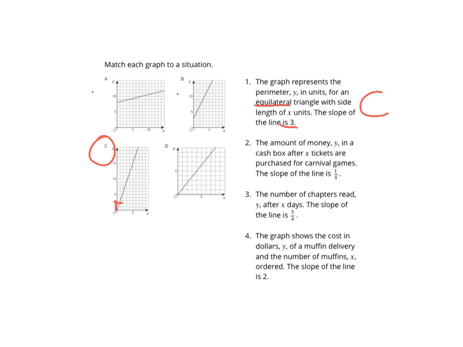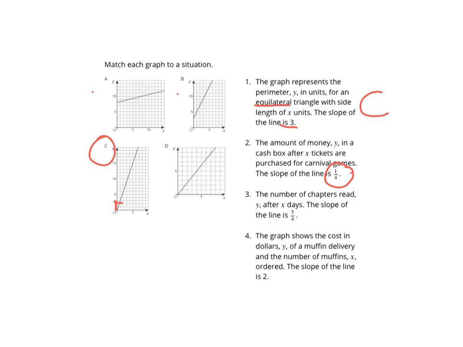All right, then for number 2, the amount of money in a cash box after X tickets are purchased for the carnival games has a slope of 1/4. So if your slope is 1/4, the line's going to be pretty flat. We don't know if it's proportional or not, but if you think about it, if you have a cash box, you probably need to have money in it to make change for people.